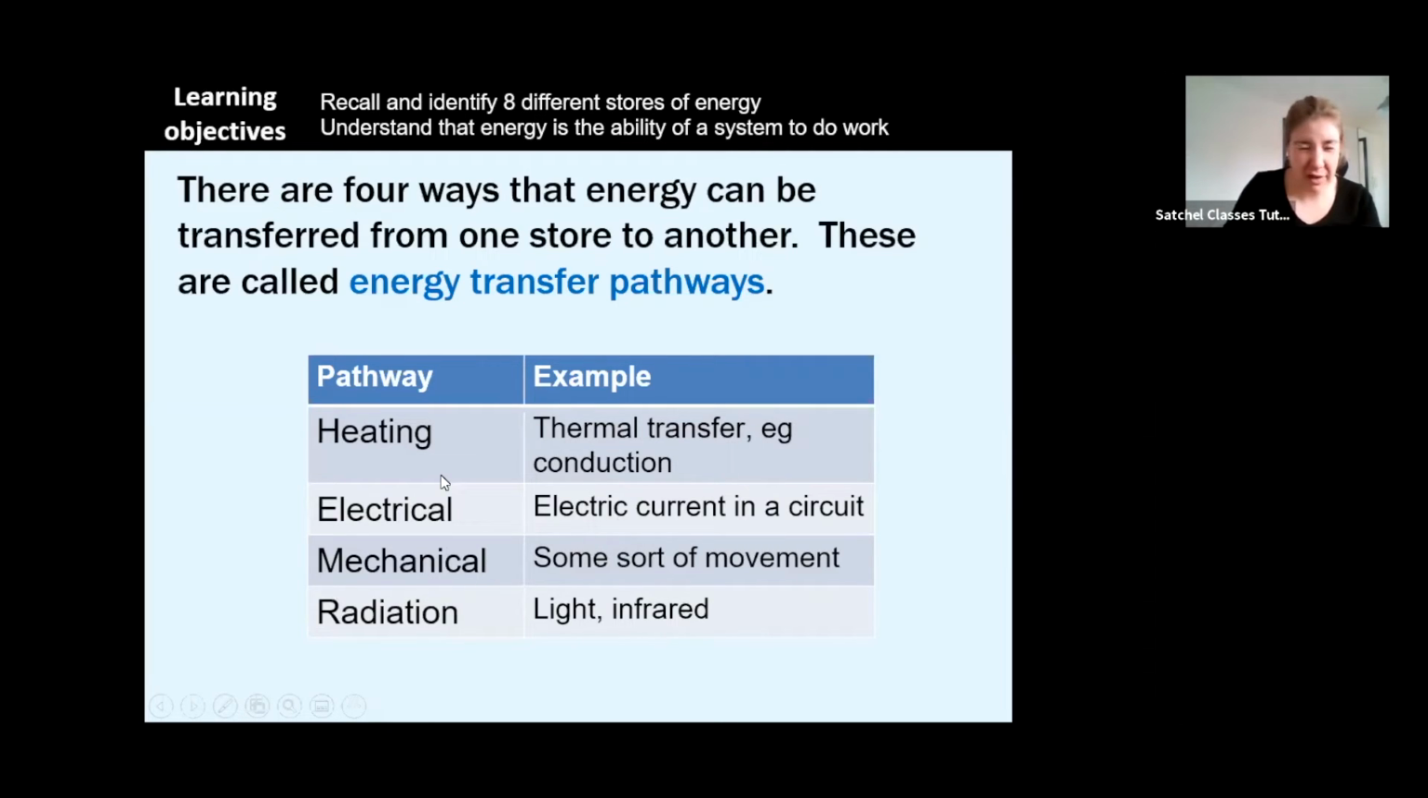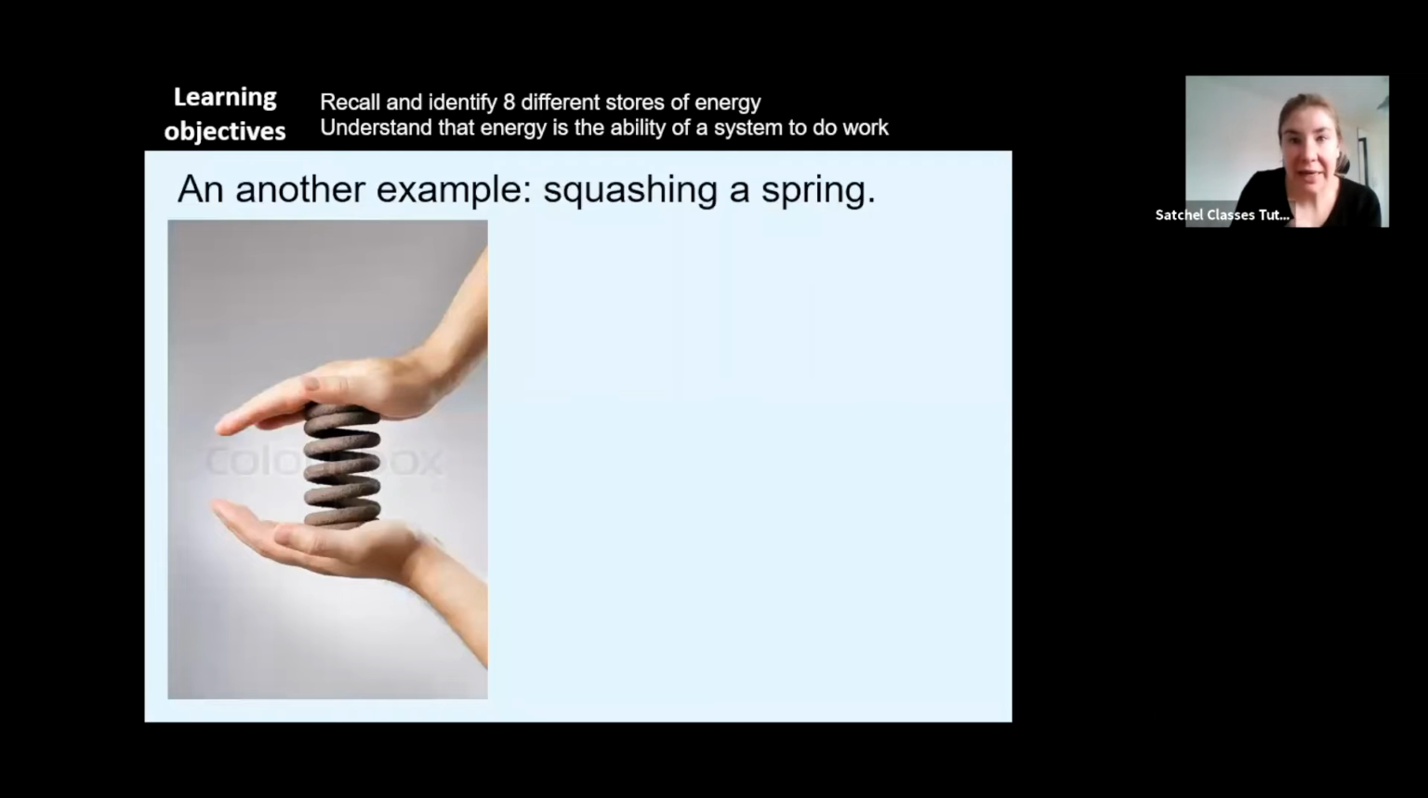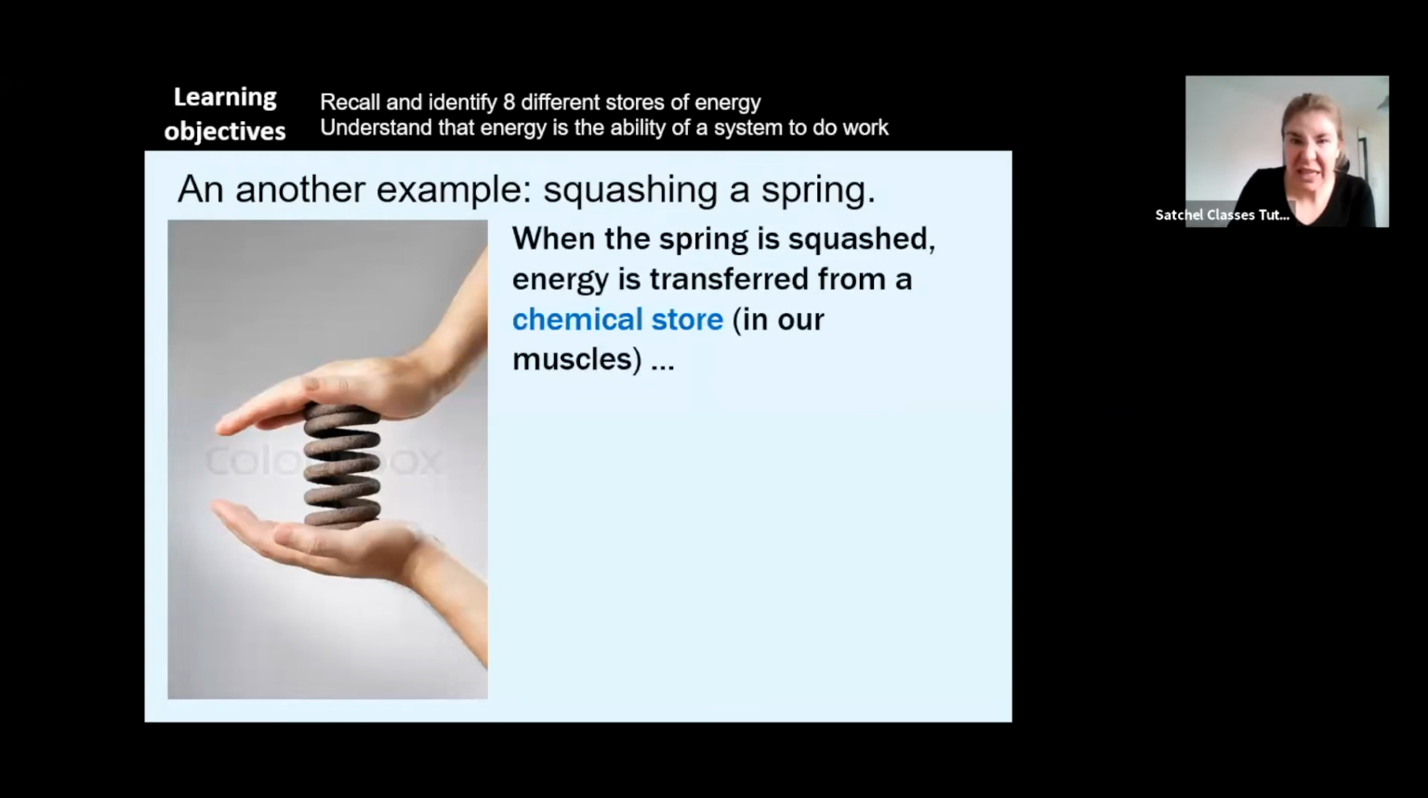So stick with this. I know there's lots of different words, there's lots of different things that you need to learn, but you need to know that there's 8 different energy stores and there's 4 different ways that energy can be transferred from one store to another. Let's just have a quick example. Again, if I'm going too fast, that's absolutely fine. Please just pause the video and go over anything, especially if you're writing things down.